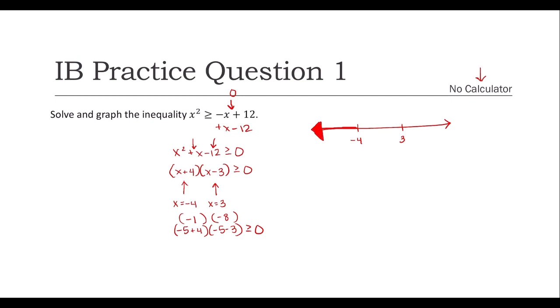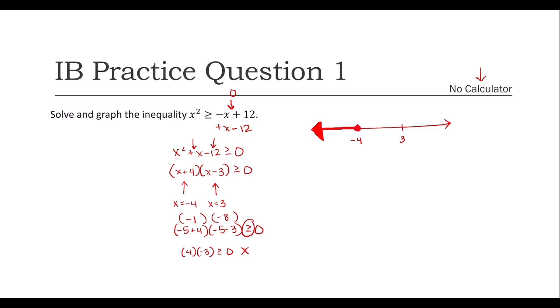Now we'll try our middle section. So we'll plug in 0. If we plug in 0, we have 4 times negative 3 is greater than or equal to 0, which is not true. So the middle section will not be shaded. So we can look back at our negative 4. Since our function is greater than or equal to, our negative 4 is included. So we'll put a dot there.